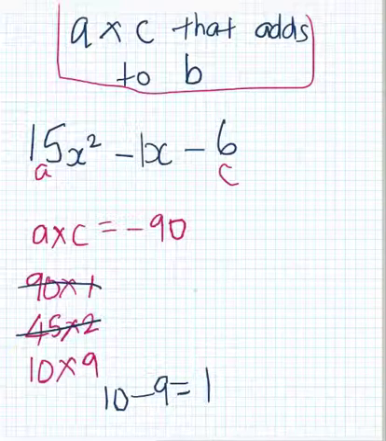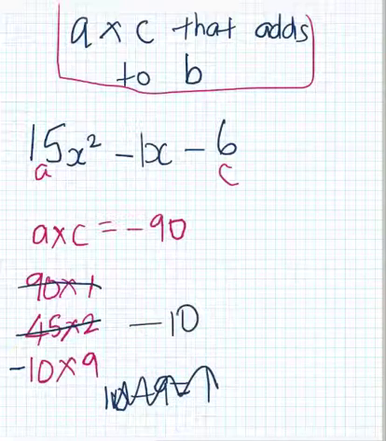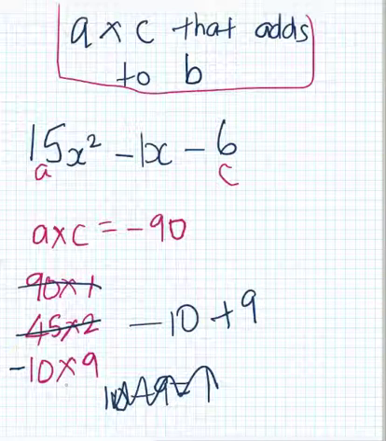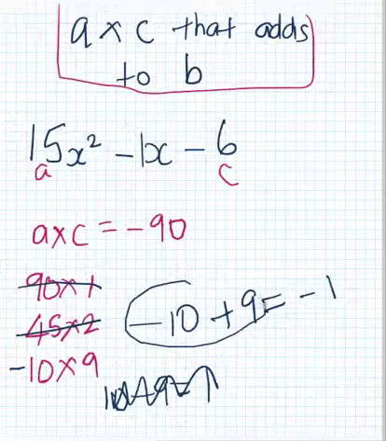Now let's have a look. If I put a negative in front of this 10, negative 10 times 9 is negative 90. Perfect. And let's do a test. If I have negative 10 plus a positive 9, it gives me a negative 1, and I got my B. So this is now how I am going to write my B. Instead of negative 1x, I'm going to write negative 10x plus 9x, which is still negative 1x, but I've just split it up into 2. So then I can use the grouping method. I'll just clear the page.